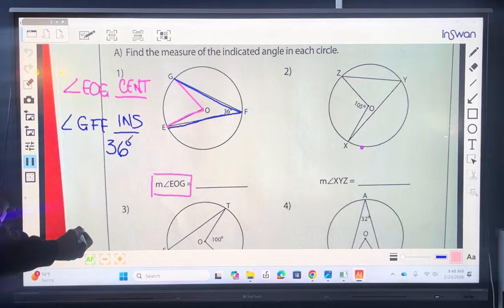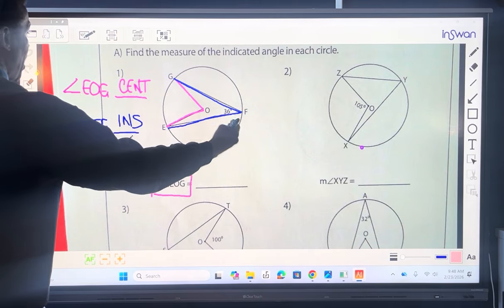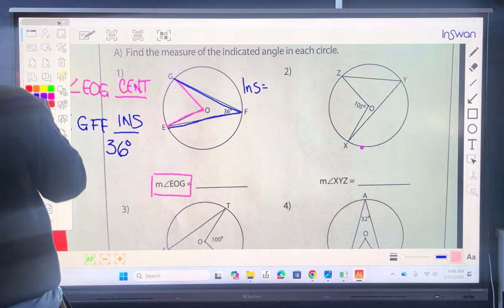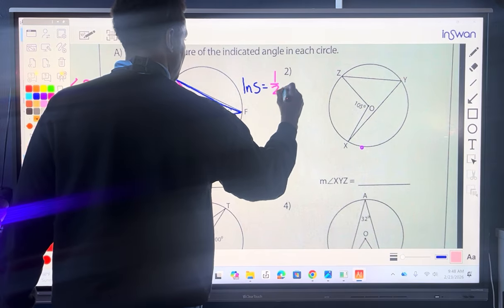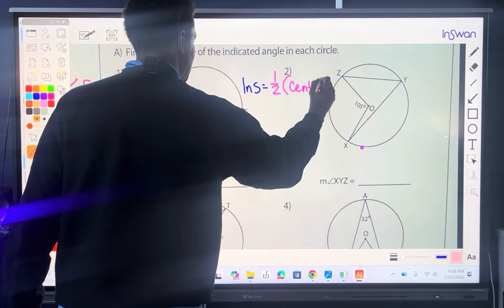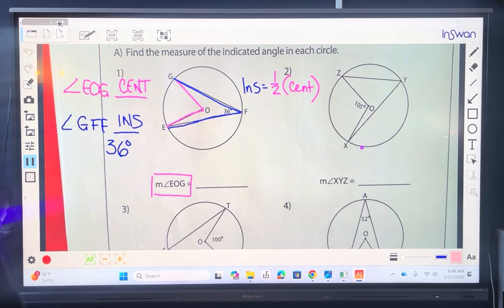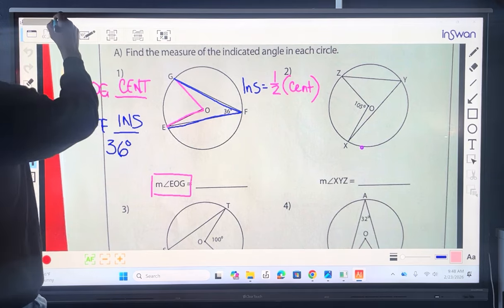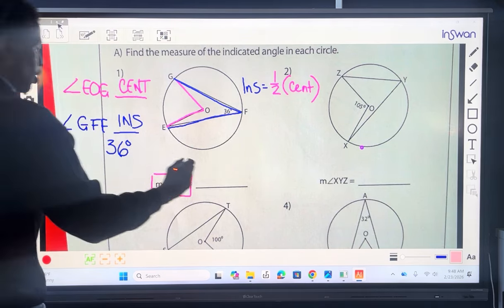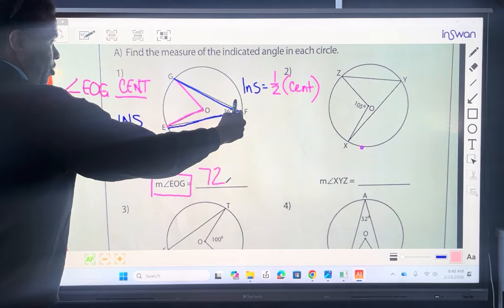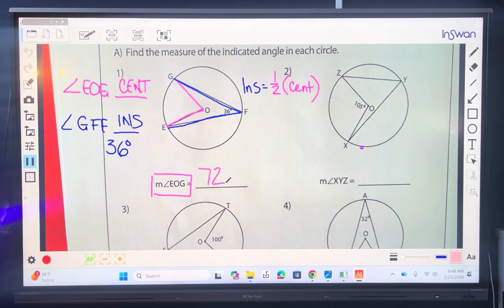We know the formula is that the inscribed angle is half the central angle. So, what should I have here? How should this look? 72. EOG should be what? 72. You got that right. Do you understand that, Aranza? Uh-huh. The inscribed angle is half the central angle. See, Isaac, we understood that?